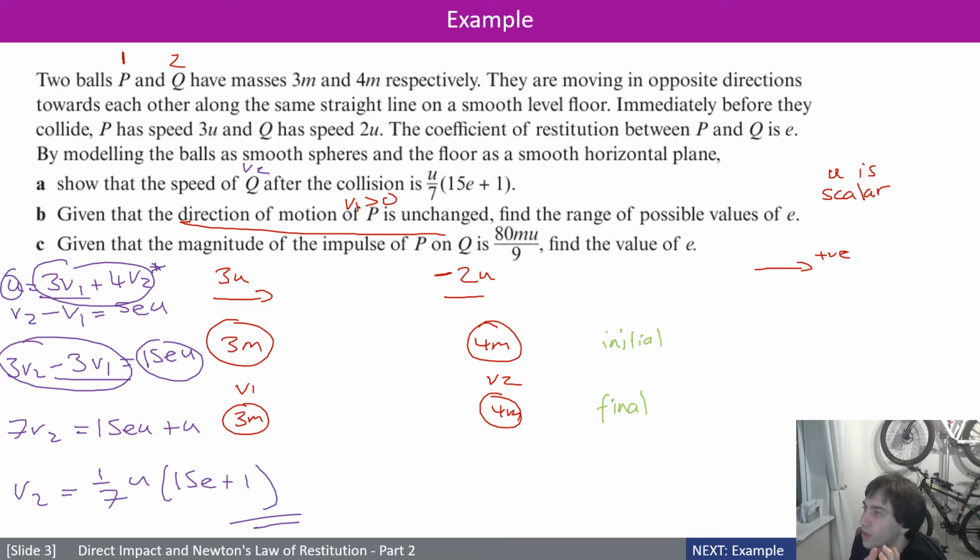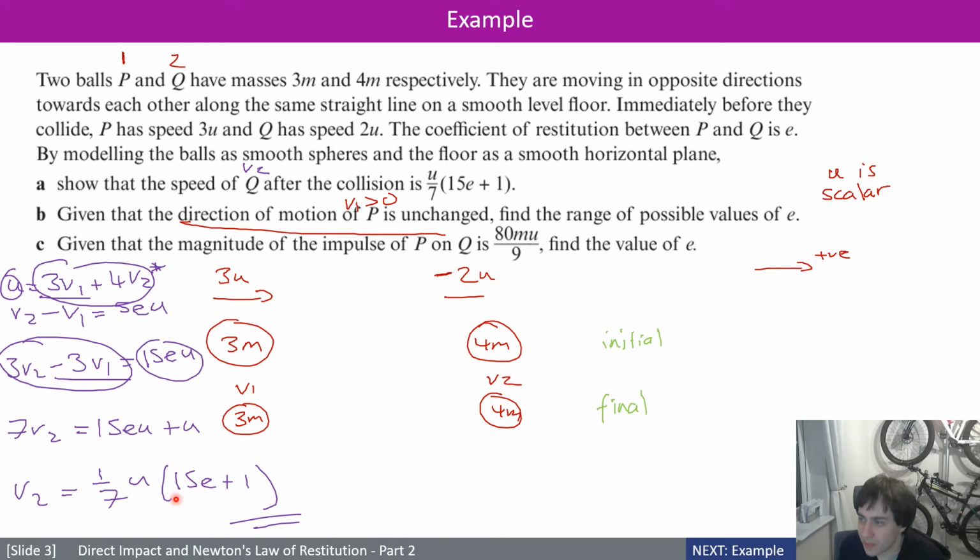Find the range of possible values of E. Now, annoyingly, we've just found v2 here. So what we could have done, if it was talking about Q, is say that's greater than 0 and then find an inequality. However, it's v1. So what we need to do, so this is the logical sequence of steps, is we identify it's an inequality in v1. Now we need to find v1 in terms of e and little u, in the same way we just did for v2.